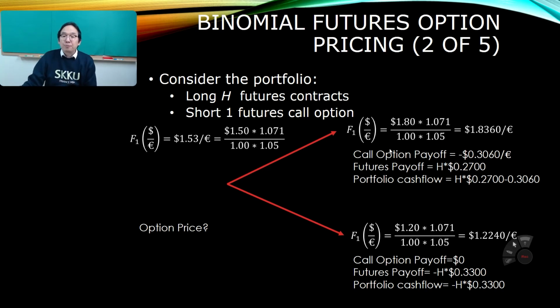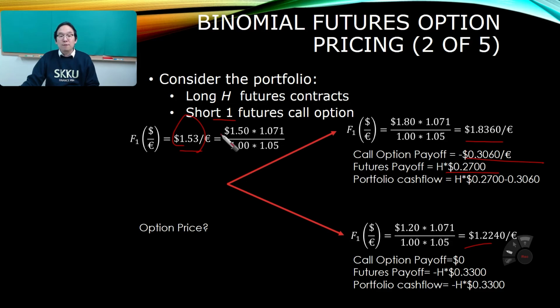Now, let's see. The strike price and the current price of futures is this one, and the futures price 1 year from now may go up or down like this, and the call option payoff will be over here, 0.306. Why did I say minus over here? Because we take a short position in the call option, so that's why it's minus. And the futures payoff, based on H futures contracts, will be 0.27.